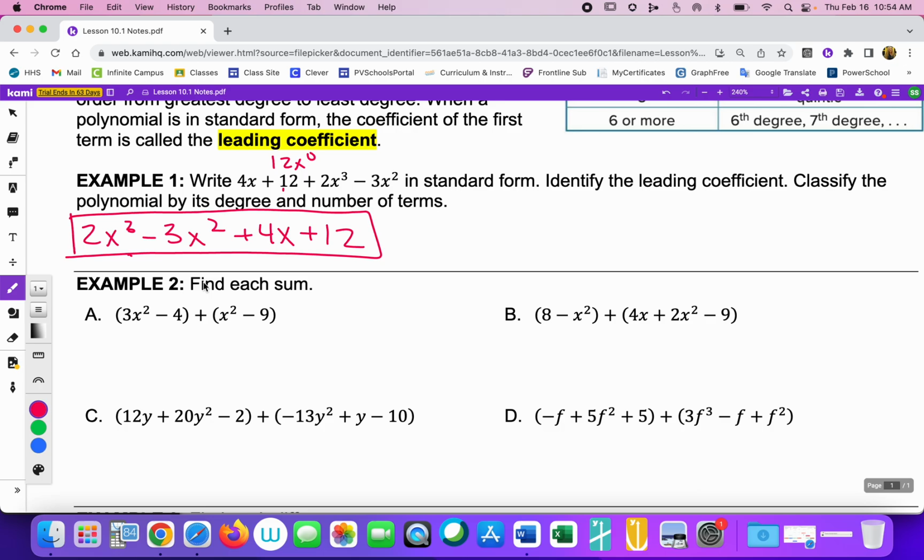This one's just a constant, so technically it doesn't have a coefficient, but it's the big number in front of all the variables. So since 2 is the big number on the first term, the leading term, that is the leading coefficient. So for that one, we would say leading coefficient is 2. Because that is the big number in front of the x cubed, which is the highest degree term.